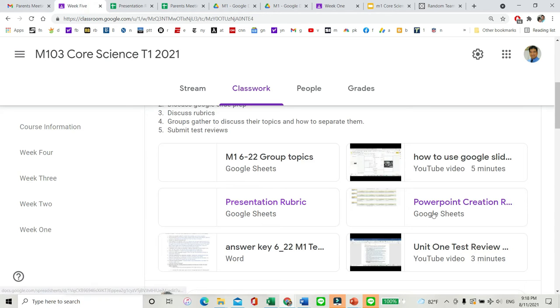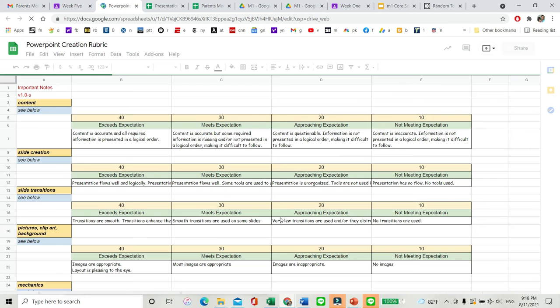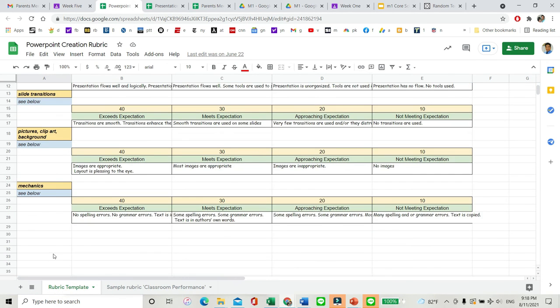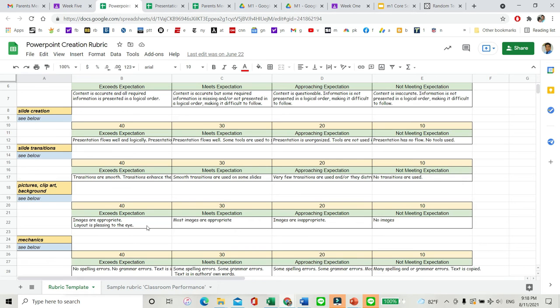Another thing that helps is we talk to them about how to make a proper PowerPoint. And we also create a rubric for proper PowerPoint: content, slide creation, slide transitions, picture clip art, mechanics. The key is having rubrics is like a checklist for students to really learn how to do the work at a high level.